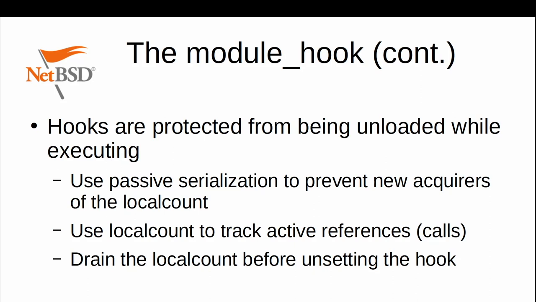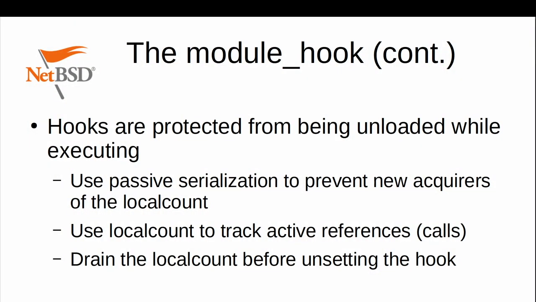And the local count has a requirement that you must provide a mechanism to prevent further acquires of that local count from happening. And in the multi-CPU environment, it was actually possible for the check to see if the local count needed to be drained, and the actual starting of the draining, to race with each other, and there was still the possibility of having the code unloaded from underneath itself. So the passive serialization is used to prevent new acquires. The local count is used to track the active references, and before we unset the hook, which is a prerequisite for unloading the module, we drain the local count, which makes sure that no new local count references can get added.